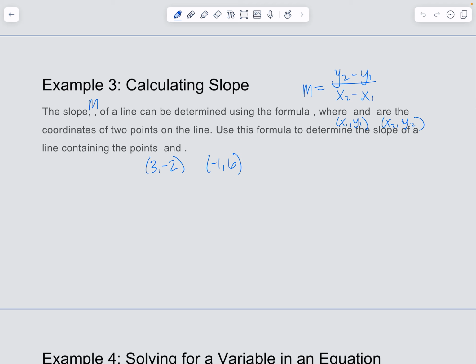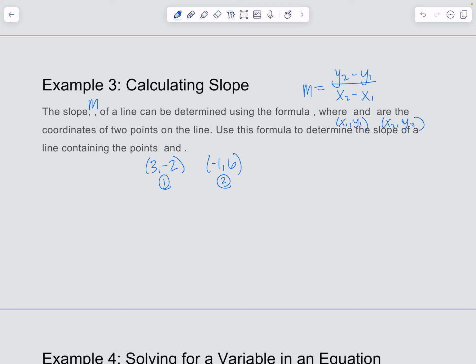Slope, we know as m, uses the formula y2 minus y1 over x2 minus x1, where the coordinates of 2 points on the line are x1, y1, and x2, y2. So we know that x1 and x2 represent 2 different x's on the graph. y1 and y2 represent 2 different y's. Use this formula to determine the slope of a line containing the points 3, -2 and -1, 6. So I'm going to make this point 1 and this point 2.